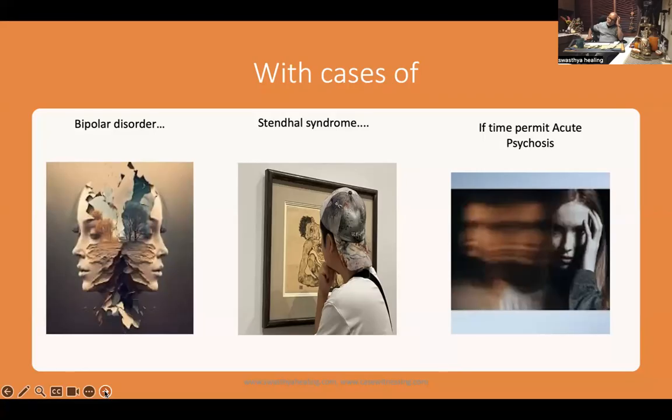Then an acute case of Stendhal syndrome. You will love this case. And then, if time permits, an acute case of acute psychosis, where the patient went into a whole acute psychosis of various delusions, including that he is of the bloodline of the Masiha or a prophet.